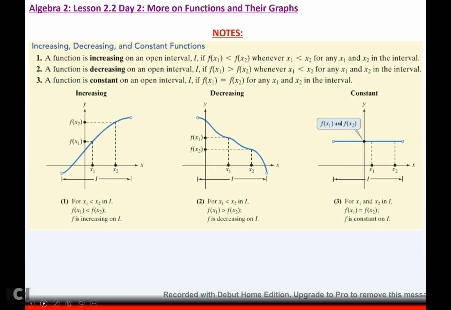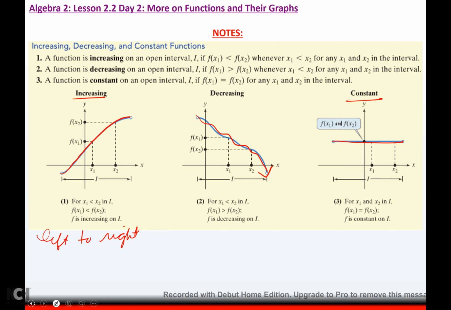We say that a function is increasing on an open interval I if f of x sub 1 is less than f of x sub 2 whenever x sub 1 is less than x sub 2 for any x sub 1 and x sub 2 in the interval. In other words, if you read a graph from left to right and trace it, you're rising. That means you're increasing. If you trace your function left to right and it's coming down, this is decreasing. If you trace your function left to right here, it's constant because there's no rise or fall.